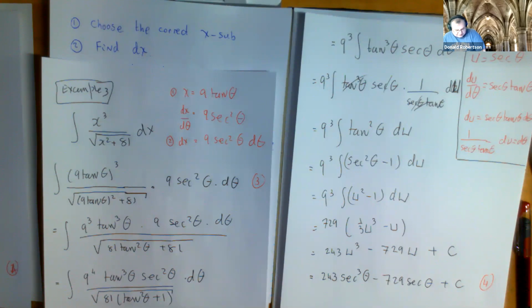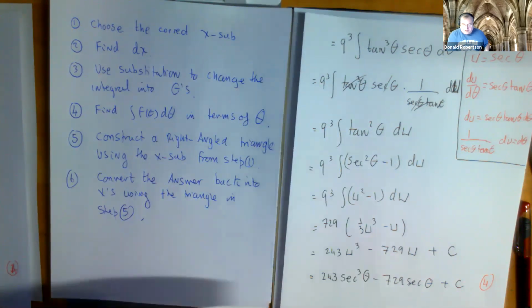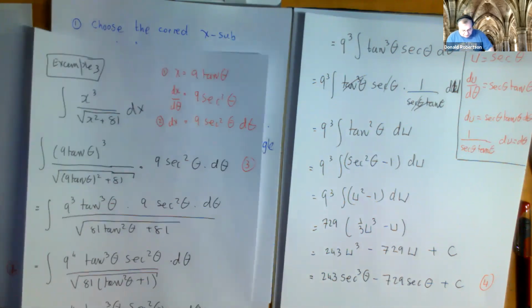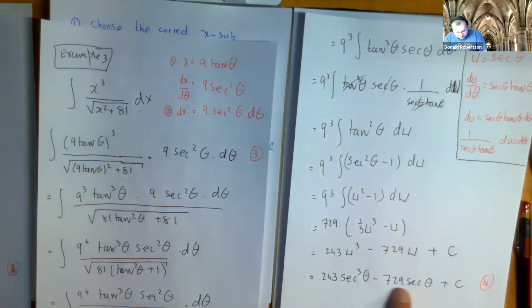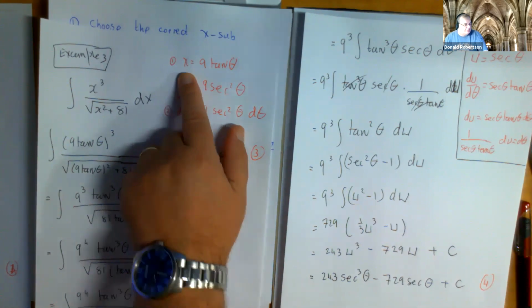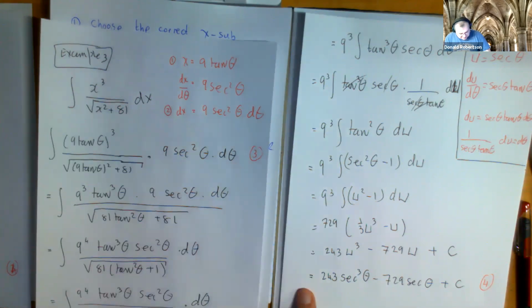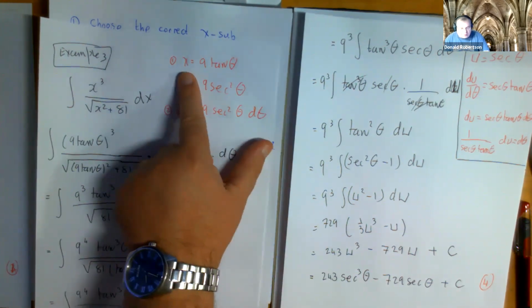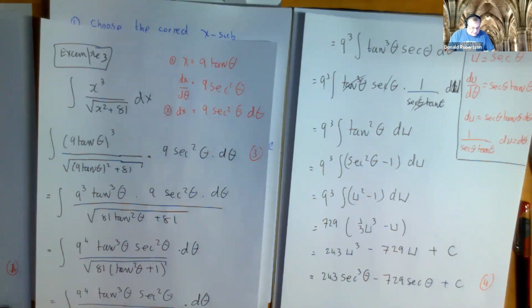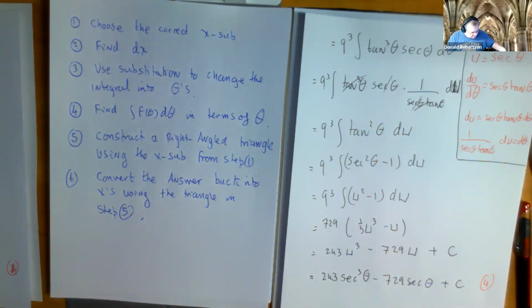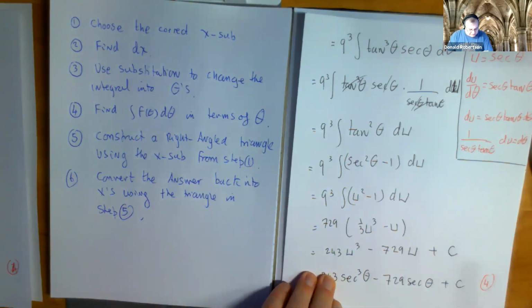Well, that's good, except we have one major problem. And normally it wouldn't be a big problem, but in these questions it is. Don't we need these answers to be turned into x's? Because that's the original question, was x's, not thetas, not u's. These guys need to be turned into x's. And that is not going to be a straightforward job either.